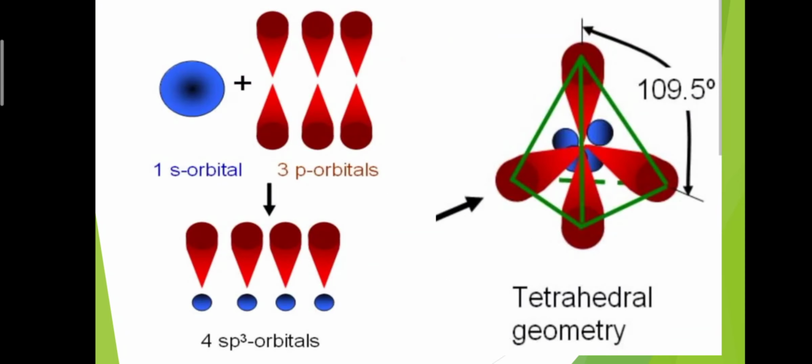In the case of carbon, one s orbital, that is 2s, and three p orbitals, that is 2px1, 2py1 and 2pz1, hybridize to form hybrid orbitals. It is 4 sp3 hybrid orbitals. One s and three p orbitals hybridize together to form 4 sp3 hybrid orbitals: 1 sp3, 2 sp3, 3 sp3 and 4 sp3 hybrid orbitals.